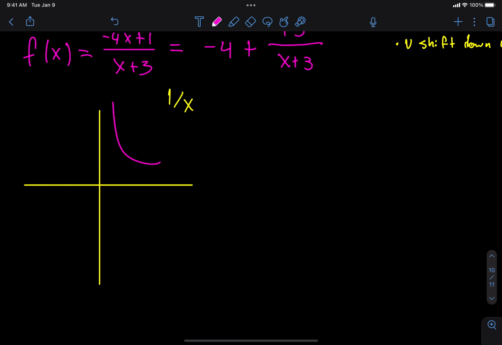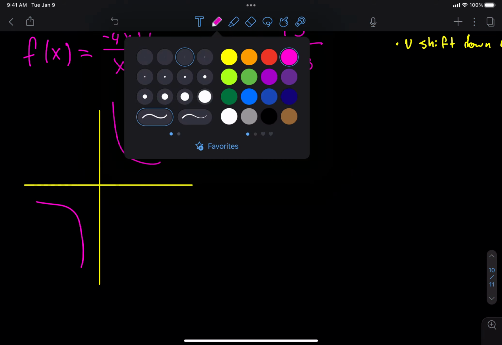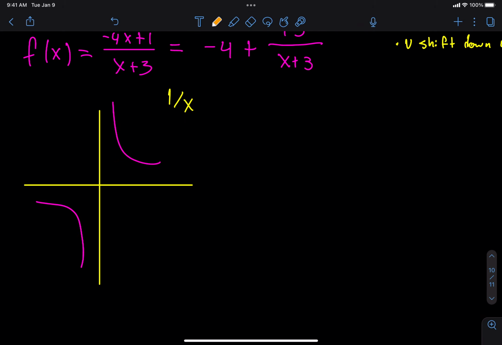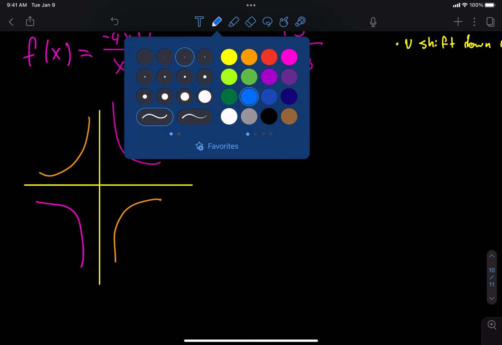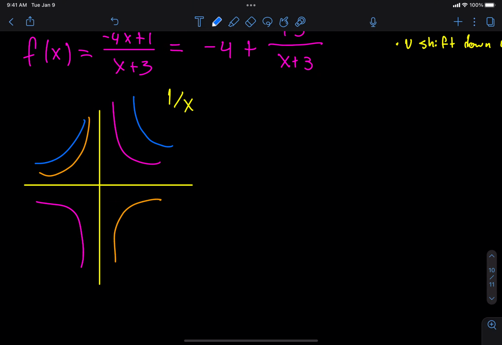Here's option 1. Here is option 2. Here is option 3. And here's option 4. Which one do we think? Pink, blue, orange, or green? Yeah, I think I'm hearing pink, and I agree. Why should it be pink?